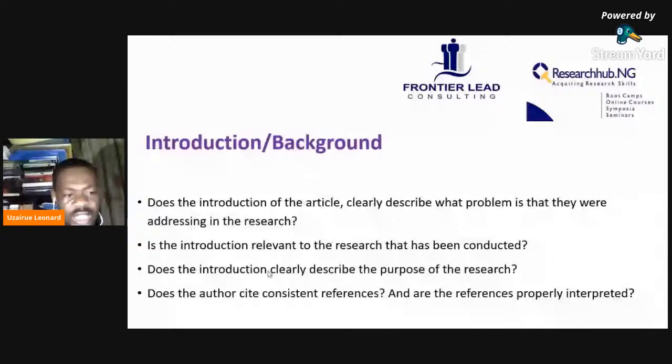Now, the next one: does the research clearly describe the purpose of the study? You must clearly state it in your study. I'm actually giving all the structure of how an introduction must be. It must be relevant. Then it must also state the purpose for which the study is being done. Then, does the author cite consistent references, and are the references properly interpreted? Because if your references are not properly interpreted, it will actually impact on the quality of your study.